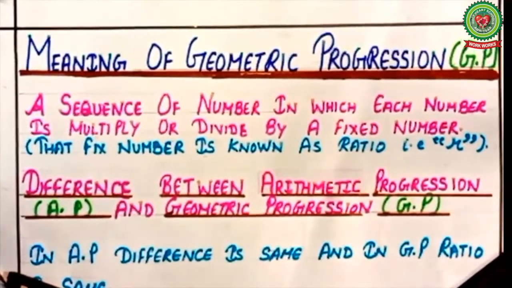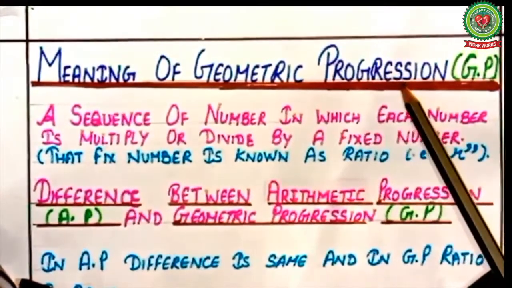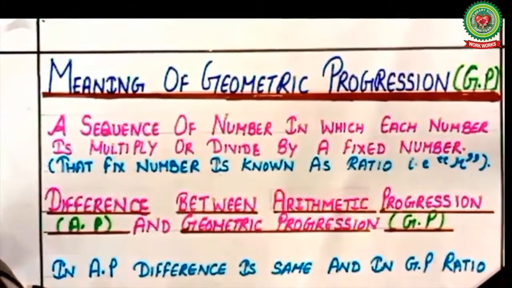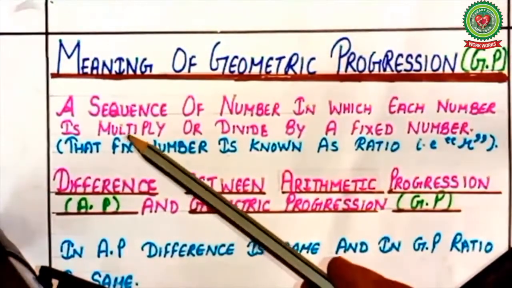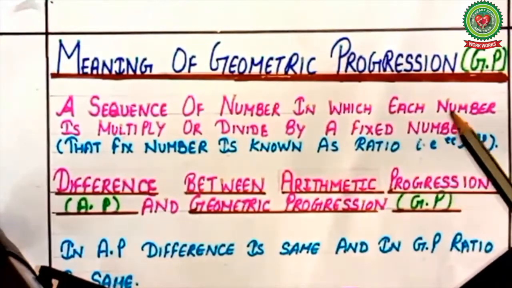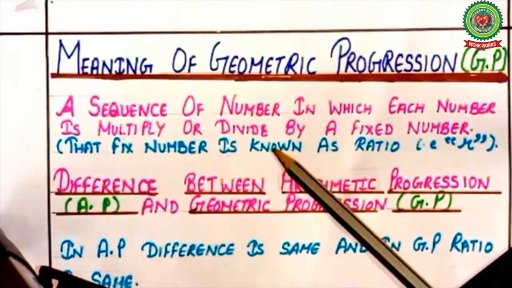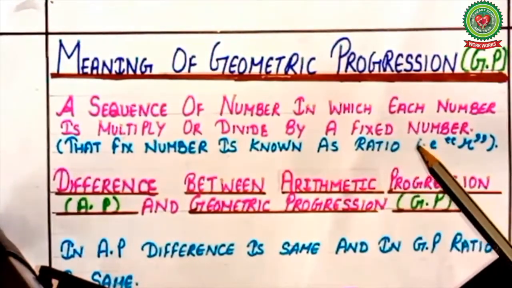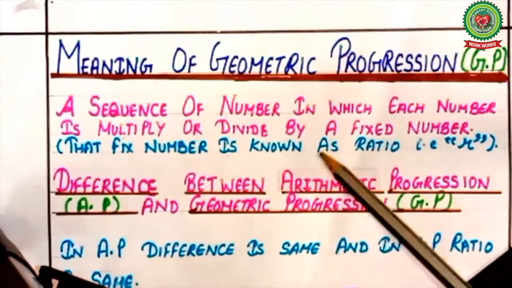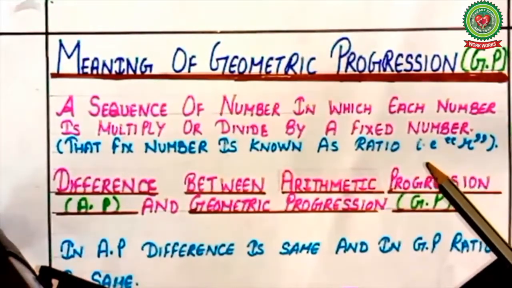Now, what is the meaning of geometric progression? Means GP. A sequence of numbers in which each number is multiplied or divided by a fixed number. That fixed number is known as the ratio, denoted with small r.